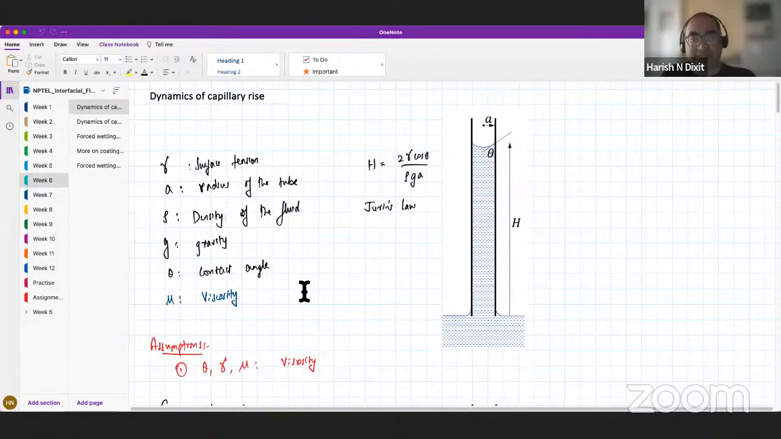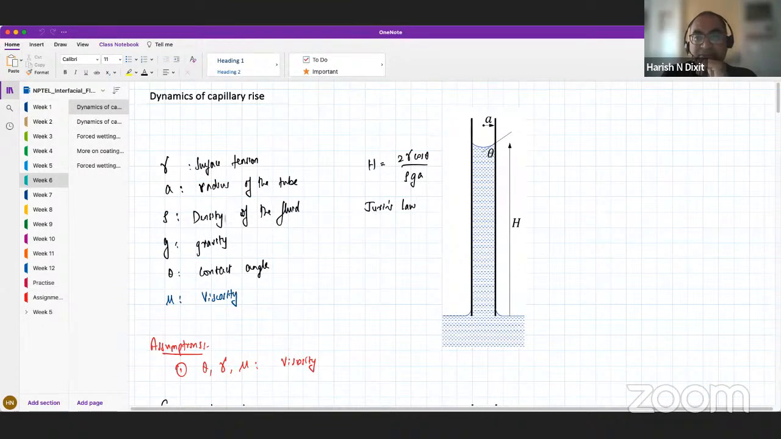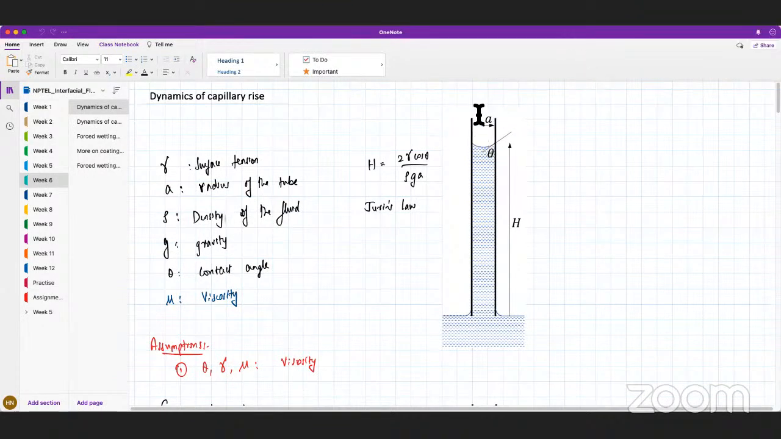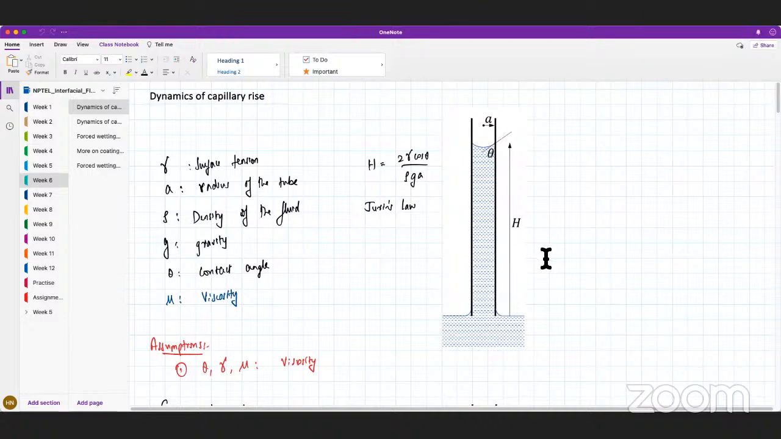So the analysis has been done for the dynamics of a capillary rise. This has been done for a straight tube. Right. So if you have a tube which is bent later on, meaning let's say it's bent right here, within the length H, if there is a bend, what happens to the capillary rise, what is the effect on the capillary rise?